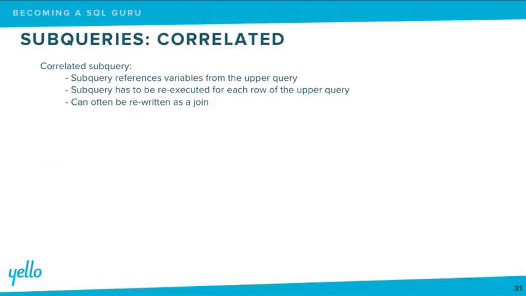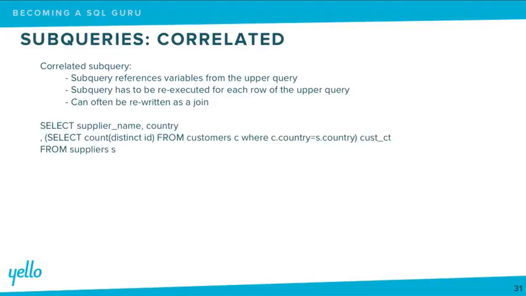Now, in the reverse, a correlated subquery actually references your outer query within its definition. And it gets executed once for every single row within your outer query output. And a lot of times we can also rewrite these as joins. So let's look at the example.